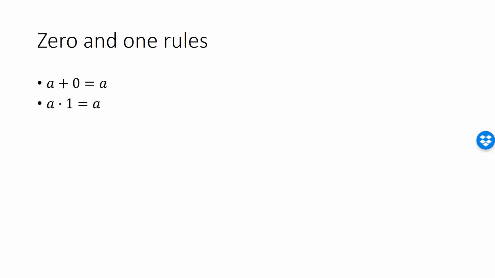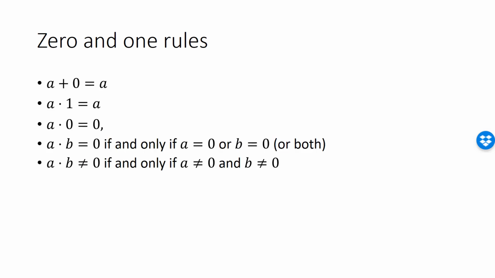Thus, these first two 0-1 rules are axioms. They really define what we mean by 0 and 1. The third one, a times 0 is 0, is actually not an axiom. It can be proved from other axioms. The fourth and the fifth 0-1 rules are not axioms.